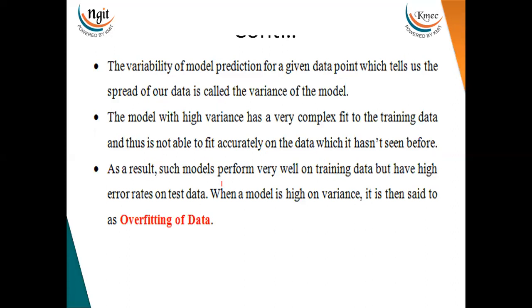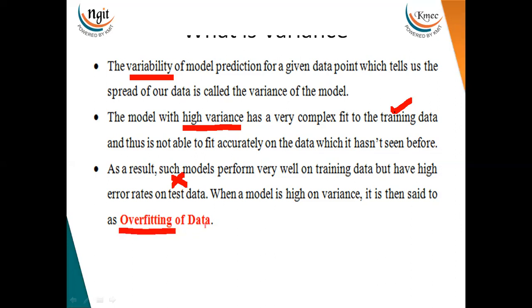Now, what do you mean by variance? Variance means the variety of data that you are inputting to your model. What is the problem with variance? When it is high variance, the model works very well during the training phase, but during the testing phase it generates more errors. During the testing phase, your model fails. Such a model is known as an overfitted model.